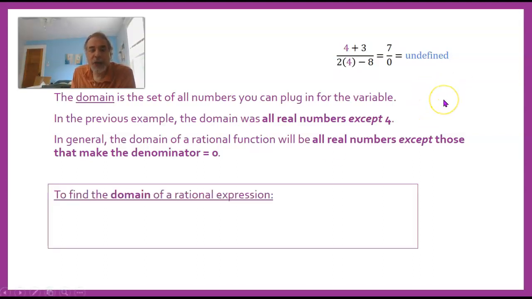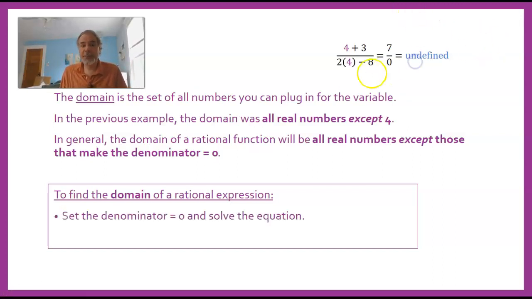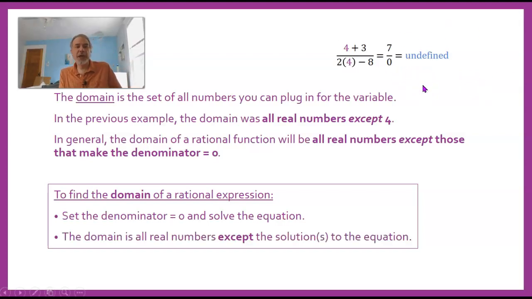So to find the domain of a rational expression, if I give you a rational expression and say, find the domain, or what's the domain of this expression, here's how you figure that out. Set the denominator equal to 0 and solve that equation. And then what you report for the domain, you say, okay, it's all real numbers except whatever you got as the solution or solutions to that equation. So let's look at some examples.